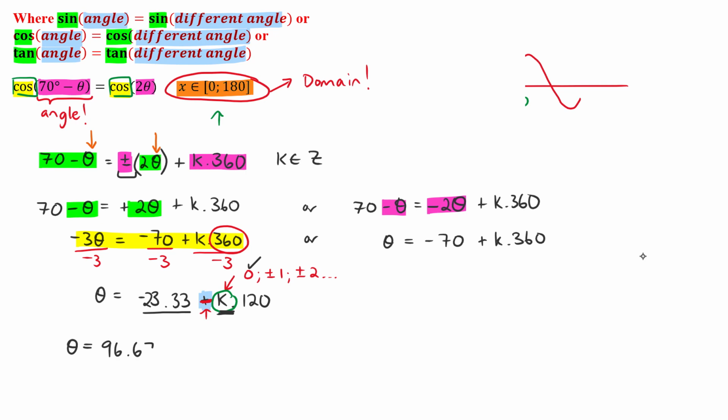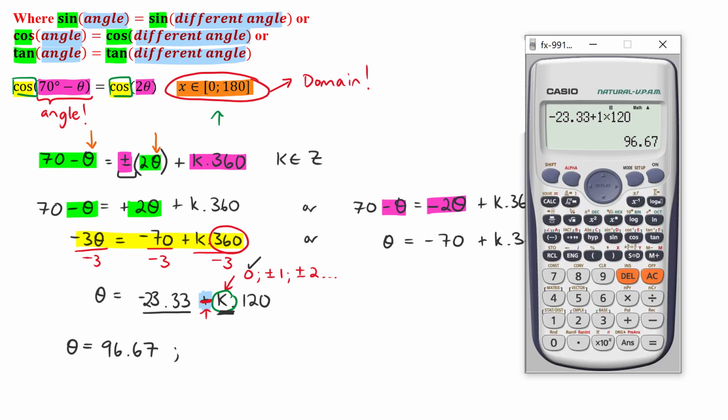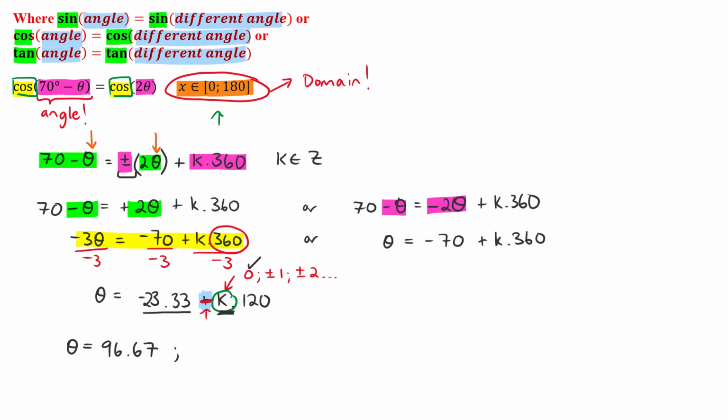So you'd write 96.67, put a semicolon in, and then we go and check with negative 1. So we're basically substituting in these values of 0, plus or minus 1, then plus or minus 2. And that would give us negative 143.33. Does not fit in the range, so it's not a solution. Then we can move on and try positive 2. Check that, and we get 216.67. Again, it's not in the range. And from what we can see from here, basically any value that we substitute in that's bigger than 2 is never going to fit into the domain that we've been given. So the only solution between 0 and 180 for this equation is 96.67.